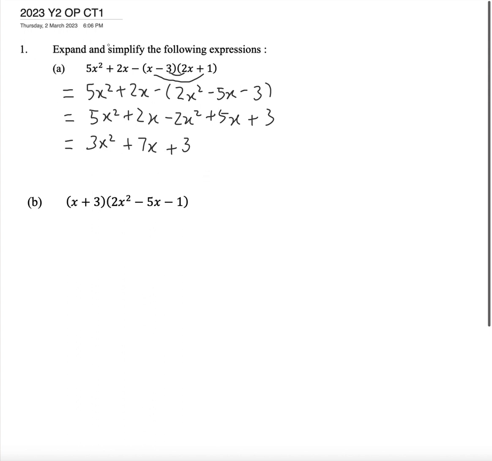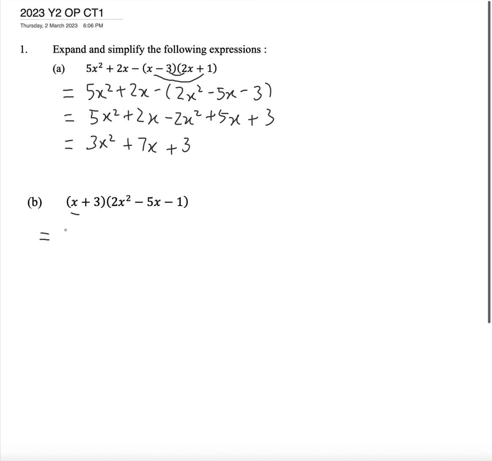When we expand and simplify, we don't factorize the result. The result should not have any brackets. In the next sum, we have a binomial multiplied by a trinomial. To do that, we first take x and multiply every term in the second brackets by x.